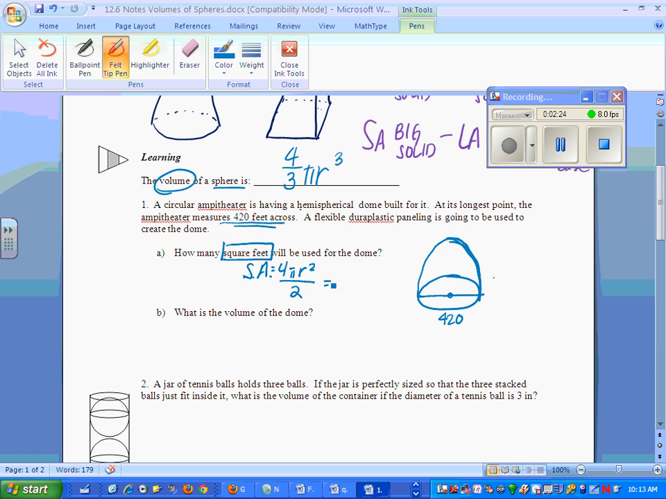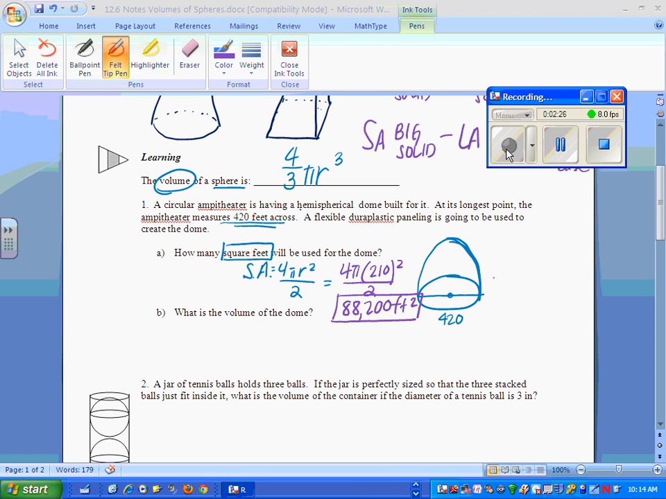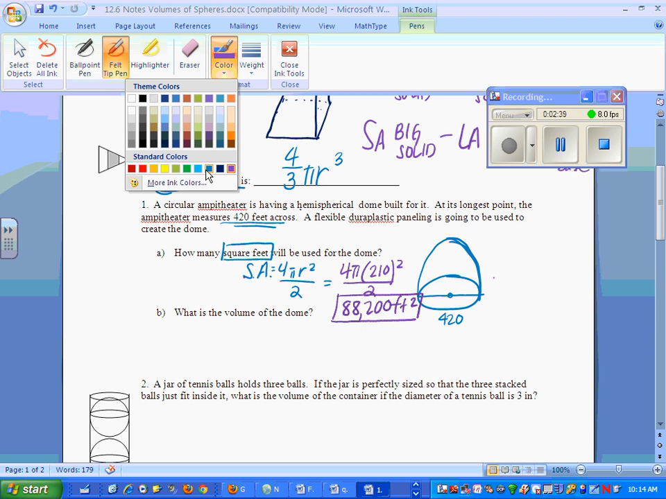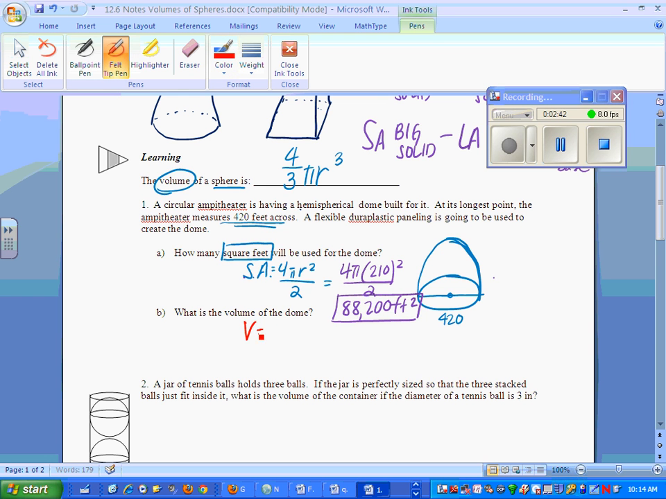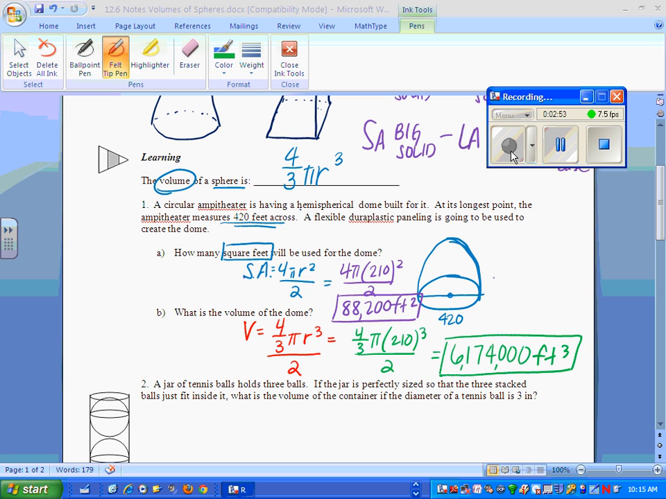So go ahead and plug it in and calculate the answer. We're going to plug in 210, not 420, so 4 pi 210 squared divided by 2, 88,200 feet squared. I'll go ahead and try for the volume. Volume formula, 4/3 pi r cubed. Go ahead and plug that in. Remember, we are still dividing this by 2 because we only want half of the dome. If you calculated this one right, it's 6,134,000 feet cubed.